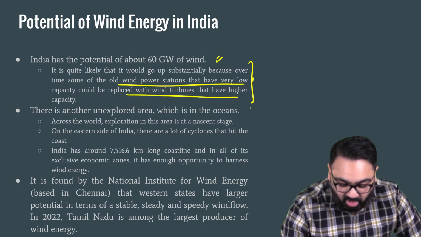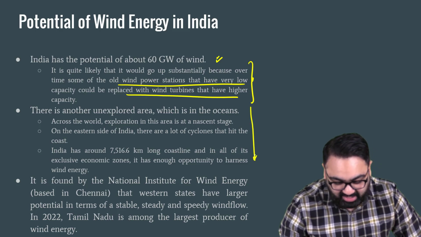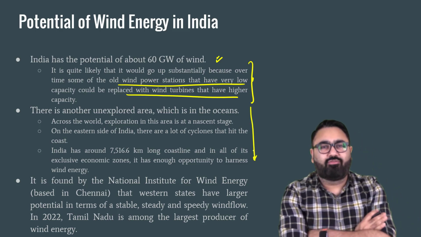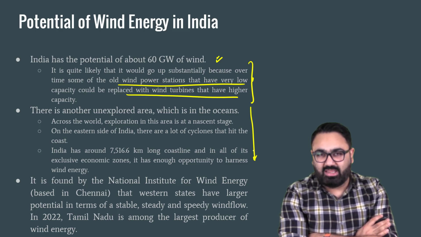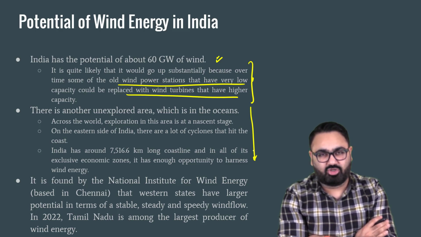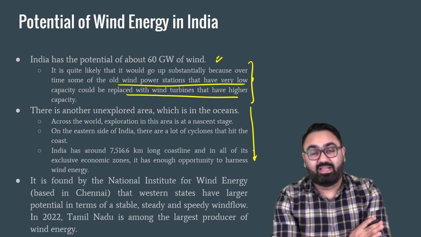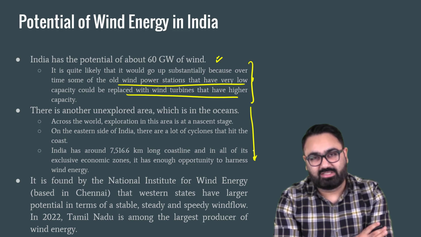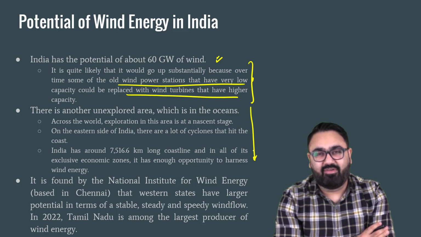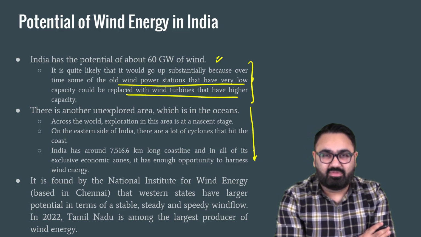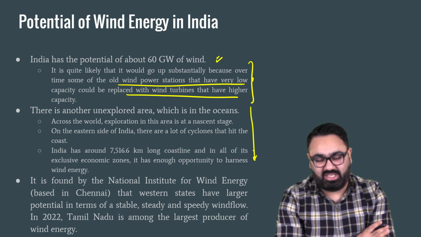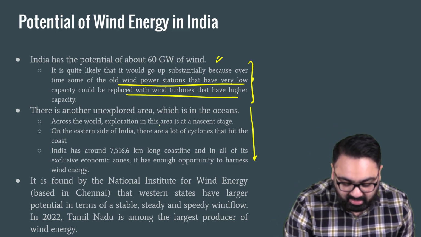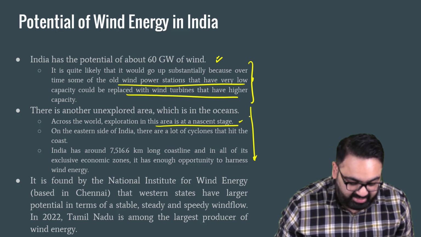There are unexplored areas as well, which is in the ocean. So most of our wind energy plants are not in the water bodies. In the water bodies also, because of the flow of breeze, there is a lot of potential of wind energy. Countries such as UK, France, for example, have invested a lot of money in wind energy, where they have set up these huge plants in the sea. Across the world, exploration in this area is still at the early stage.